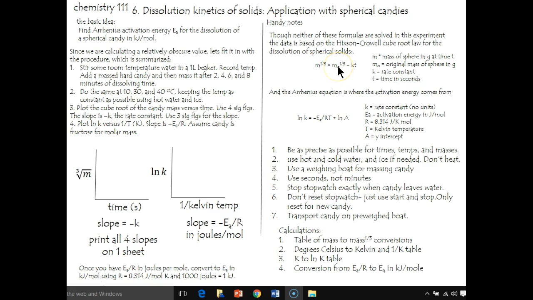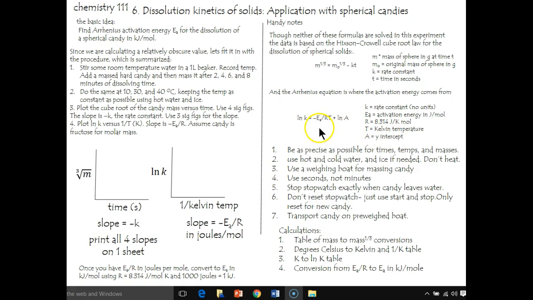This would be the mass that you started with. Fine, and it's at a constant temperature. So that's why we use this to get that slope, which is the negative value of the rate constant. But what we really want is the activation energy, and there it is in the Arrhenius equation, which is the natural log of that rate constant, which you got here, is equal to the negative value of the activation energy divided by the gas constant times the Kelvin temperature plus the natural log of a value A, which we won't use at all, but in case you're curious, it's the y-intercept.